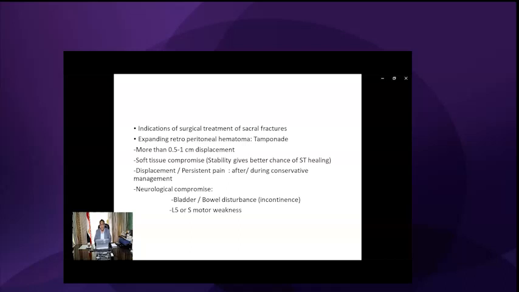And another indication of surgical management of sacral fractures, when displacement takes place while you are doing conservative management, that means that it's not uniting. And in the case of neurological compromise, and usually it's in the form of bladder and bowel disturbance, usually incontinence, and it could be also showing L5 or S1 motor weakness.